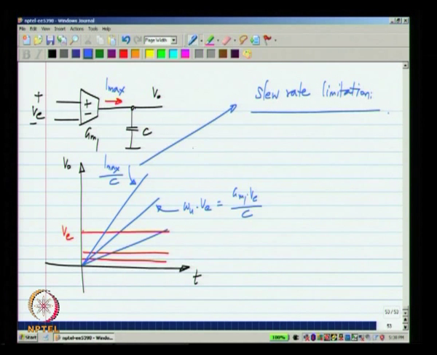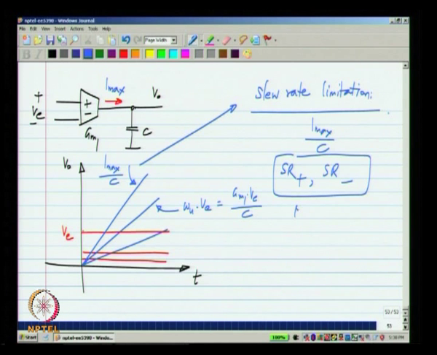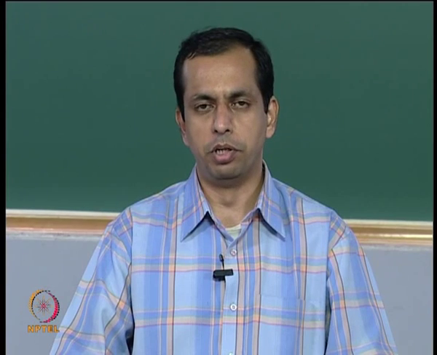The slew rate is given by I max by C, and usually there is a slew rate in the positive direction and a slew rate in the negative direction, which can be different from each other. Both these will be specified, and this is nothing but the maximum rate of change of output voltage VO, and SR plus is when VO is increasing and SR minus is when VO is decreasing.